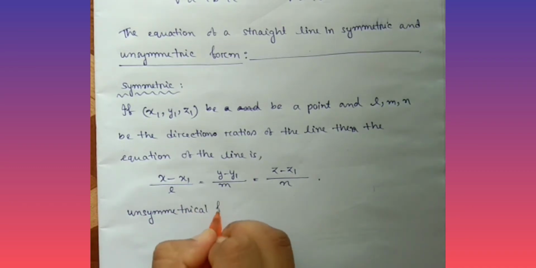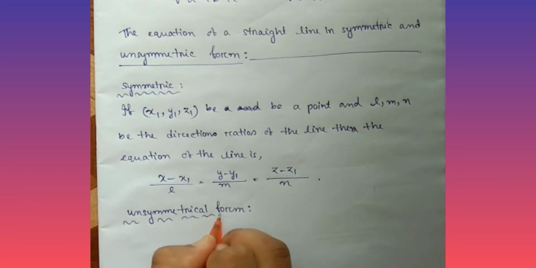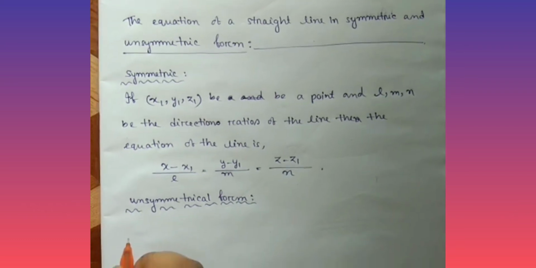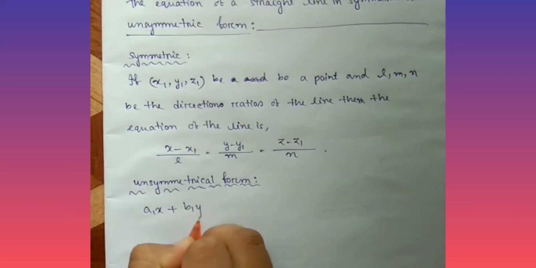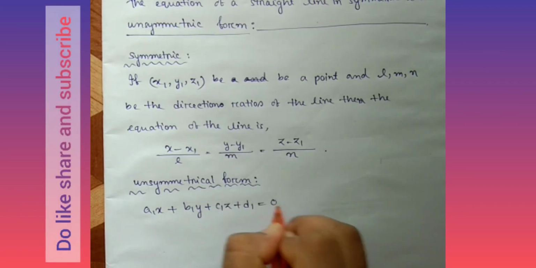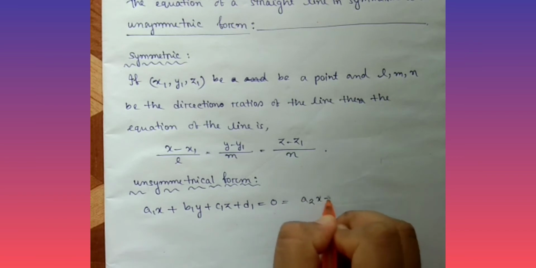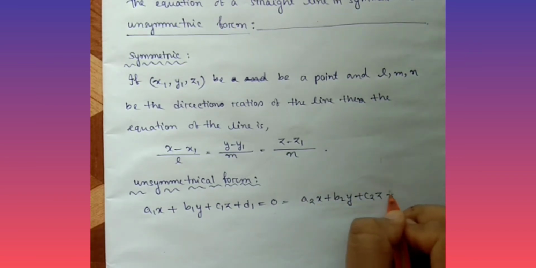The unsymmetric form of a line is the line formed by intersecting two planes. Therefore, the unsymmetric form of a straight line is a1x plus b1y plus c1z plus d1 equals 0 and a2x plus b2y plus c2z plus d2 equals 0, where both are planes.